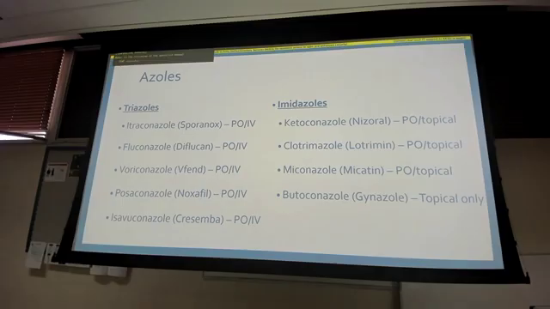Perfect. Okay. So we have a lot of different types of azoles. We have our triazoles and our imidazoles. With this, it's just differences in structure. So we have 3 nitrogens for the triazoles and then 2 for the imidazoles.